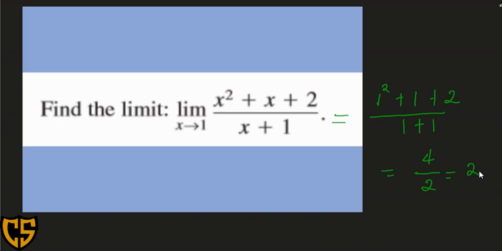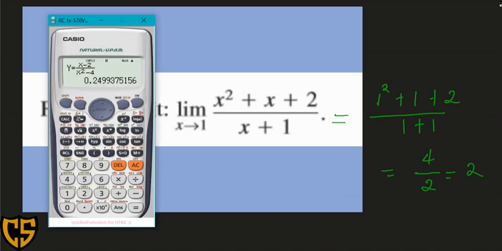So 1 squared plus 1, so this is 2 plus 2, that is 4 over 1 plus 1. We have 2. 4 divided by 2 is positive 2. Our limit is 2. So we could also check using our calculator.